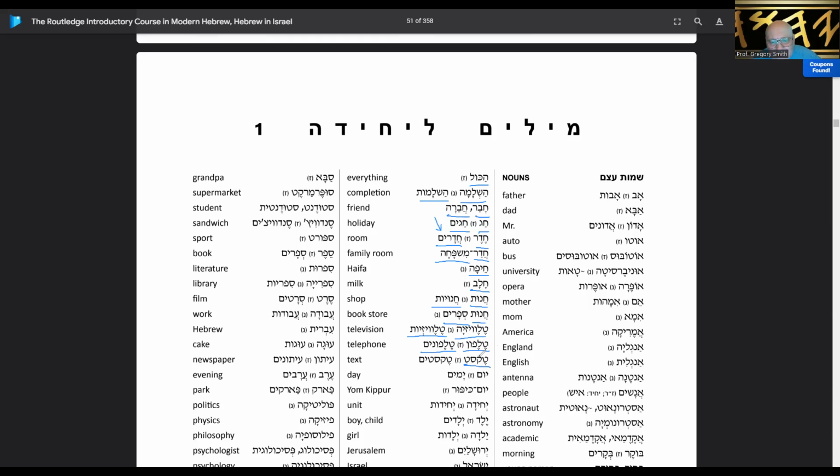Look at this one here. Oh, you know what that is? It's like the letters are all put together. So like text. Text. Because you've got the T sound, and then you've got the kof, and you've got the samech, and you've got the tet. Text. Let's see how that sounds on this here. Text.